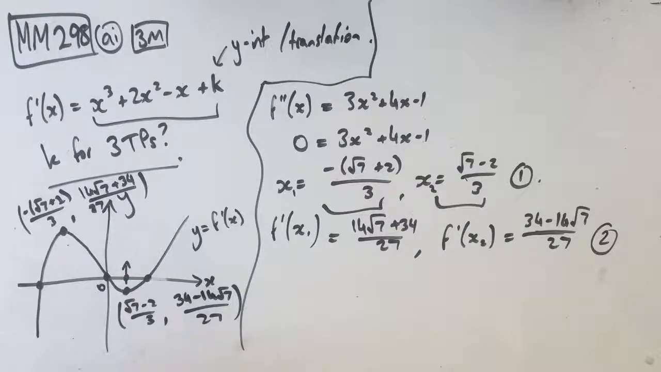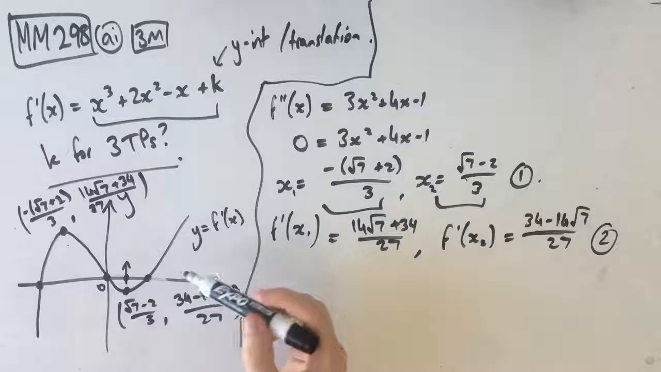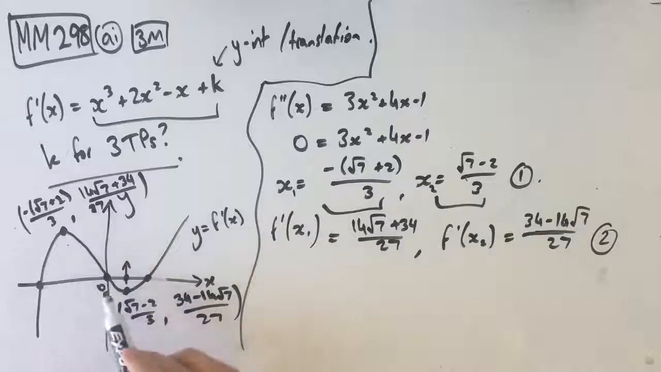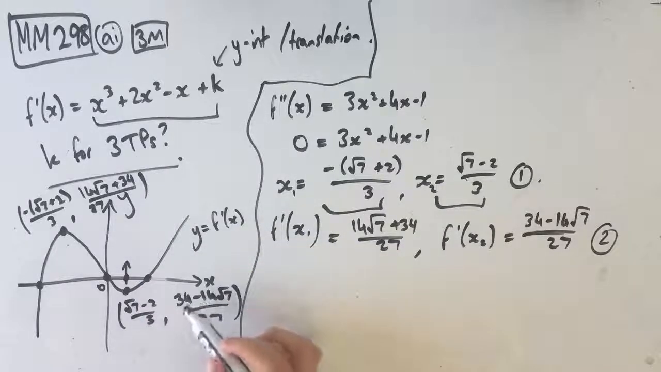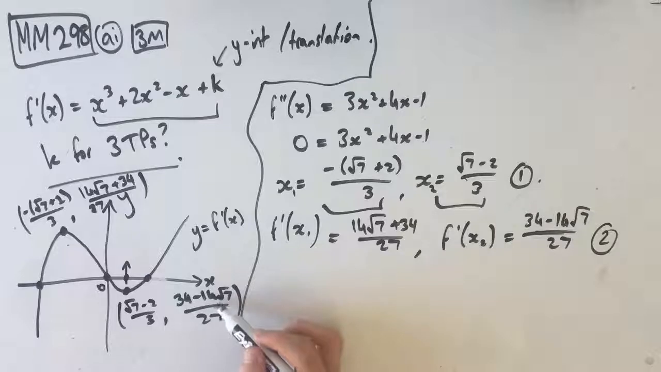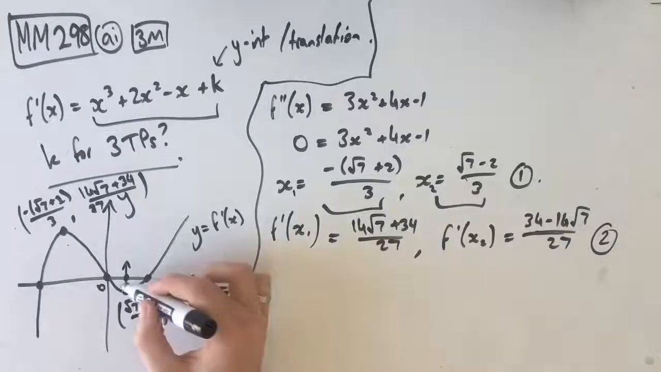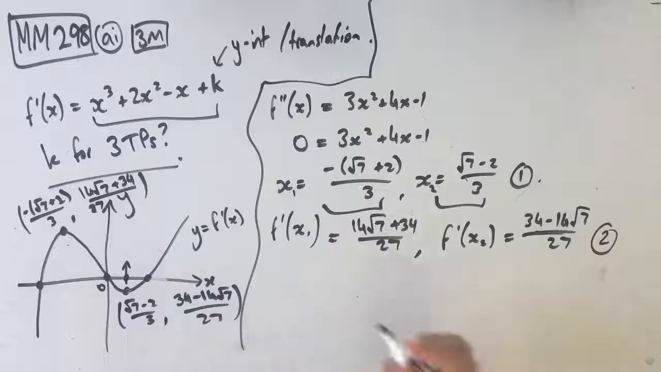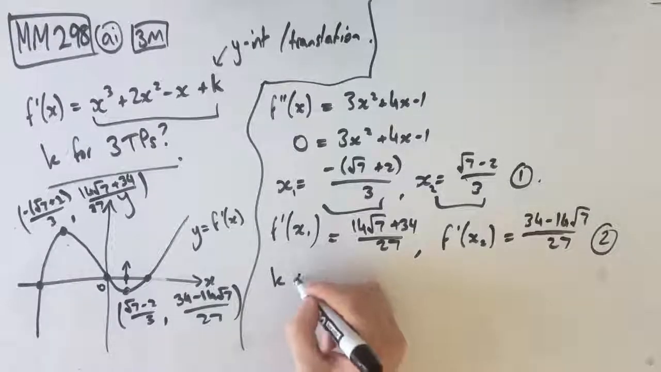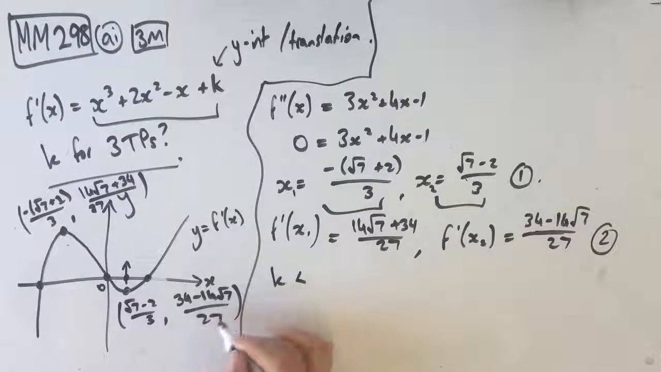And if our original graph has 3 turning points, it means that our derivative graph has 3 intercepts, okay? So we can move the graph up by this much. 34 take 14 root 7 over 27 is a negative number because it's below the axis, which means we can move it up by that much, which means we're going to move it up by negative that. So k has to be less than the negative version of this.